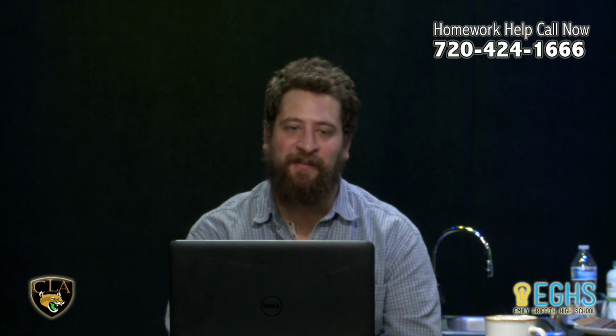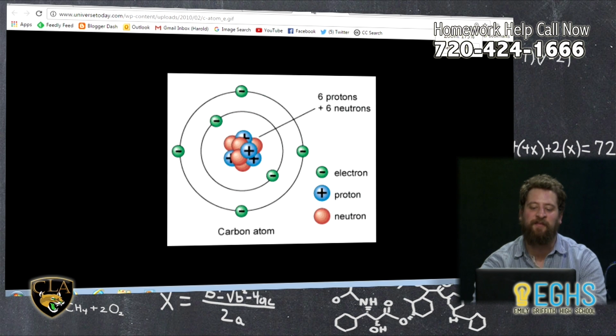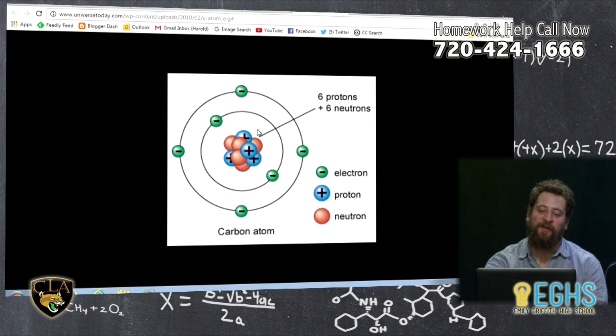If we could jump to my screen really quick, I'll just show a diagram. So this is a simplified diagram of an atom. It's sort of the classic view of an atom that we see. You can see in the center, we have some red balls and some blue balls with pluses on them. So the balls with pluses on them represent protons. Protons are particles with a positive charge. They also have an atomic mass unit of 1.